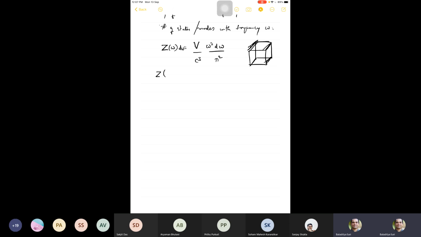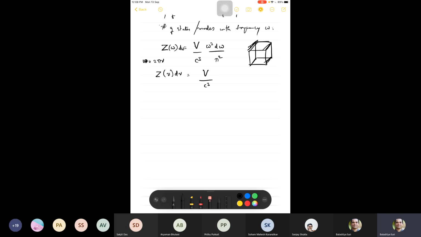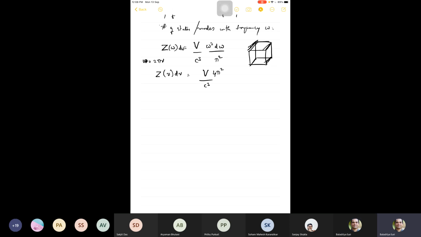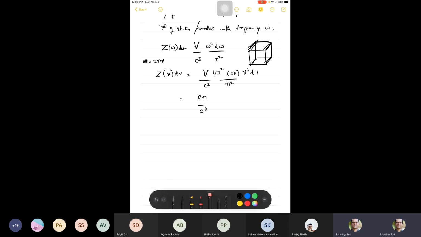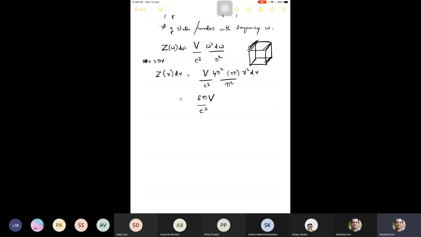Now, if you want to write it in terms of nu, where omega is 2 pi nu, and nu is the normal frequency and not angular frequency, we can write Z of nu d nu as V by c cubed times omega squared, which is 4 pi squared nu squared, d nu, times 2 pi, divided by pi squared. So that will give us 8 pi V by c cubed nu squared d nu. Okay, so this is the density of states.